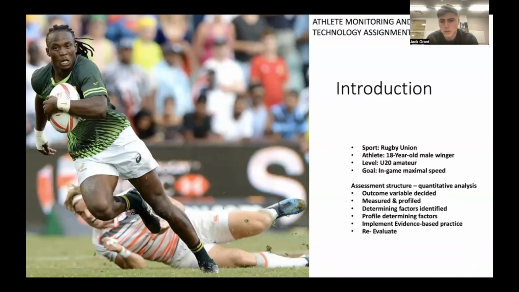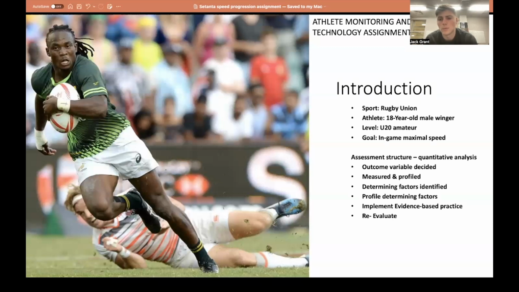So, a bit of an introduction. The sport that I chose was rugby union. The athlete was an 18-year-old male winger who played under 20 level amateur. So, the outcome variable is in-game maximal speed.